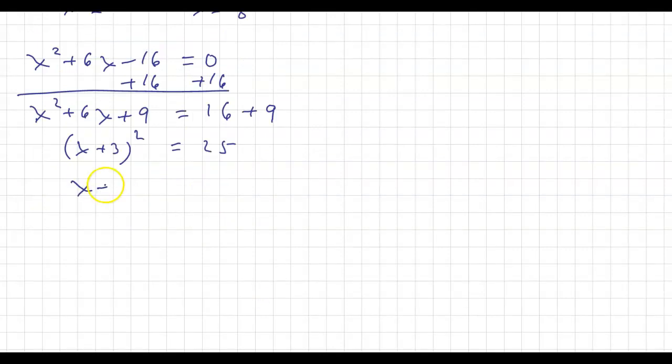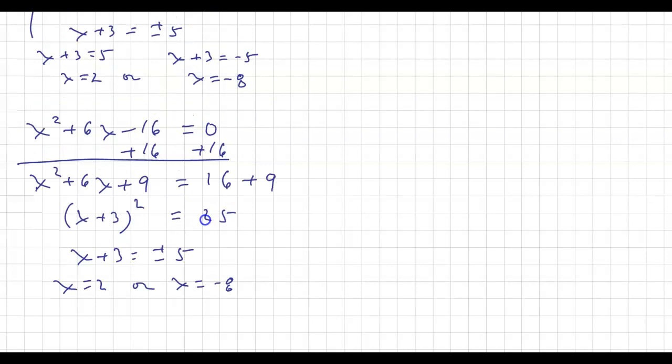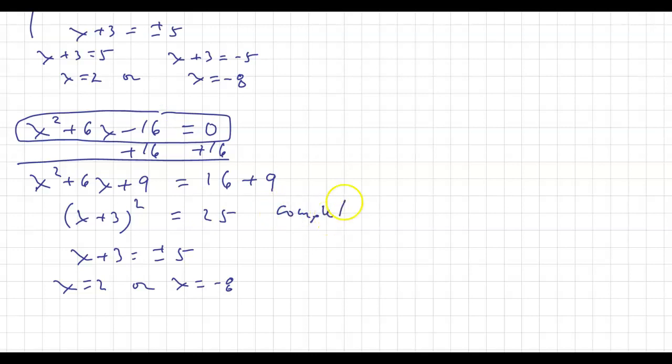And now we're back to that other question from before, where x equals 2 or x equals negative 8. But that question started as this. That process is called completing the square. That was when we put this 9 here and here in order to make the left-hand side into a perfect square. So that's called completing the square.